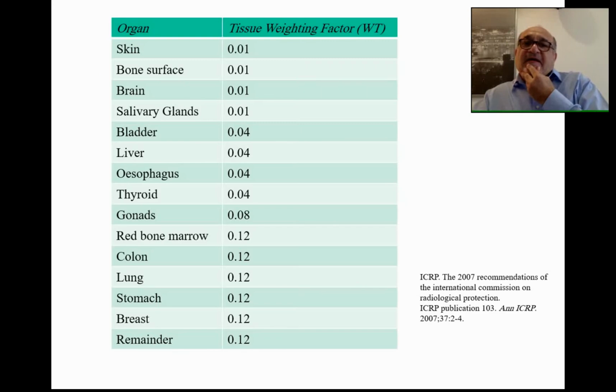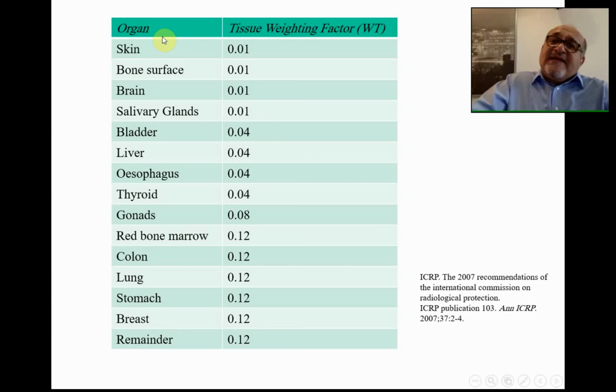Okay. So this table shows us the weighting factor or WT of different tissues. You see that for skin it's 0.01, which is equal to the bone surface, equal to brain, and equal to the salivary glands. The weighting factor of these different tissues means that their radiosensitivity, how much they are affected by radiation, is almost equal.